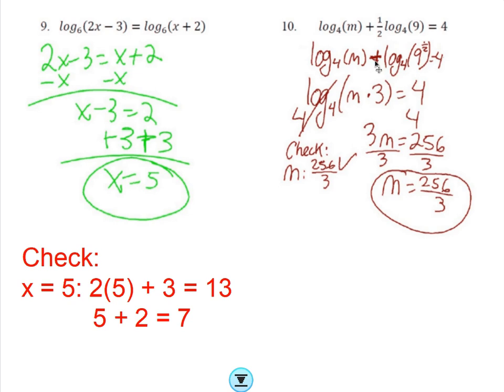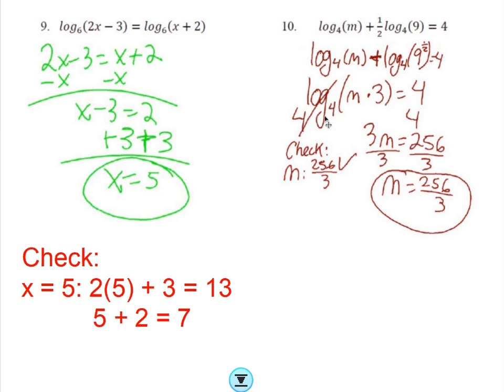So since this is an addition, we're going to multiply, and then also because we have the 1/2 here, that is going to become an exponent, 9 to the 1/2. 9 to the 1/2 is 3, because 9 to the 1/2 is the same thing as the square root of 9, which is 3. So we've got log base 4 of m times 3.